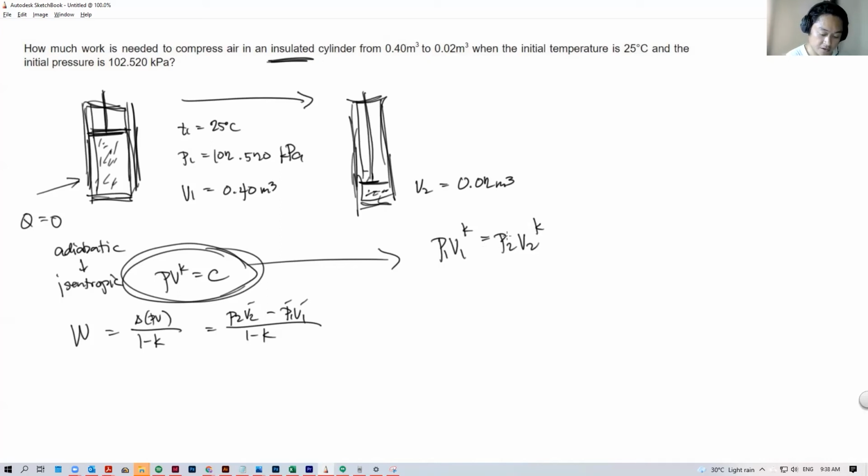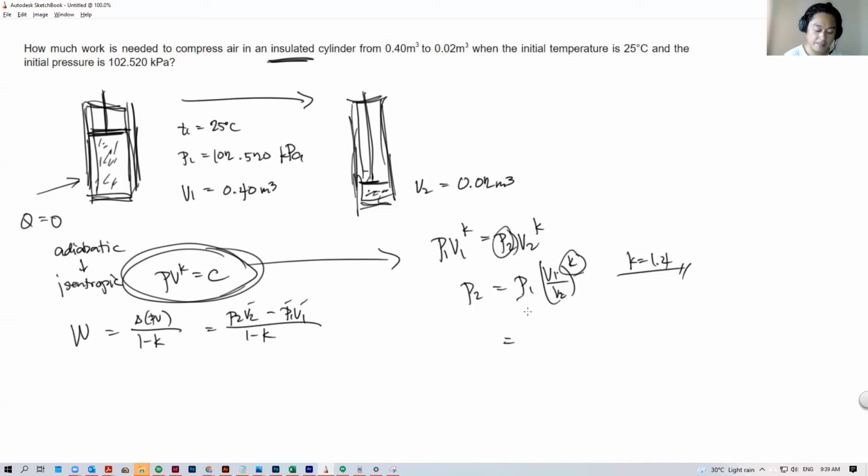If we're solving for P2, let's rearrange this. It will become P2 equals P1 times V1 over V2, raised to k. We have values for P1, V1, and V2, so we can solve for P2. If k is not given, this is also something you should be familiar with. The value of k, the heat capacity ratio of air, is 1.4. It's the standard. We can just assume it to be 1.4 if it's not given. Of course, in reality this varies with temperature, but for now let's use 1.4 as the standard value of k for air.